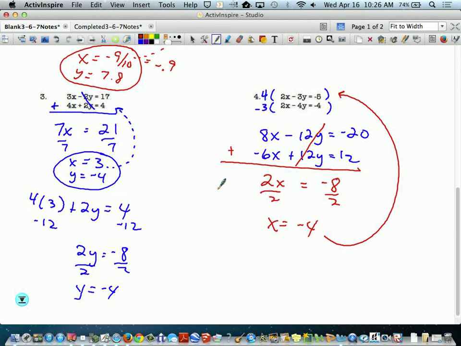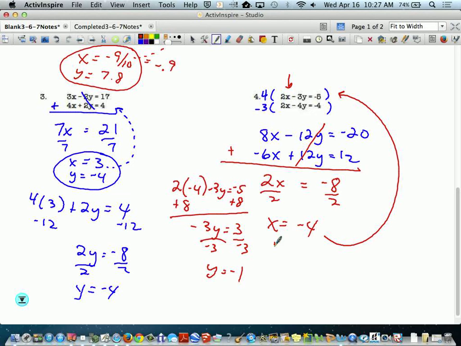Take that, plug it back into the original. Let's go to the top one. 2 times negative 4 minus 3y is negative 5. This is negative 8, so if I add 8 to both sides, I get negative 3y is equal to 3, divide by negative 3. Y is negative 1. So those would be your two answers.